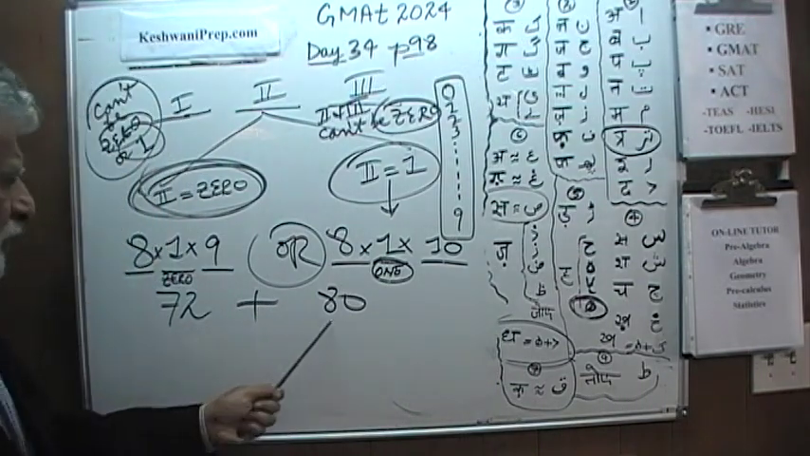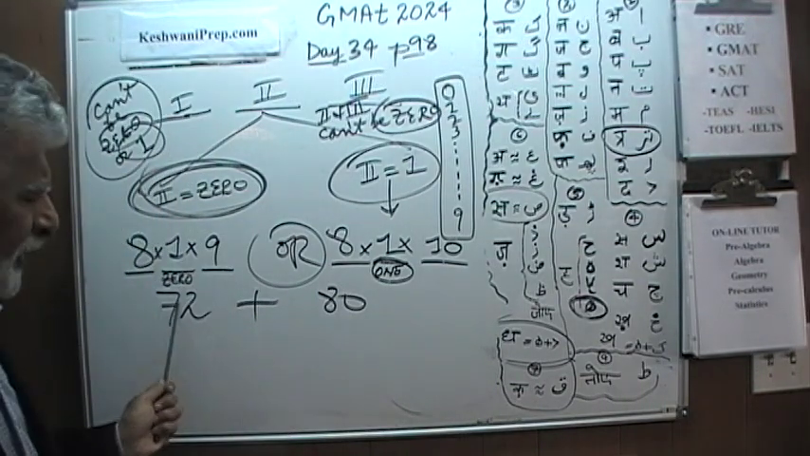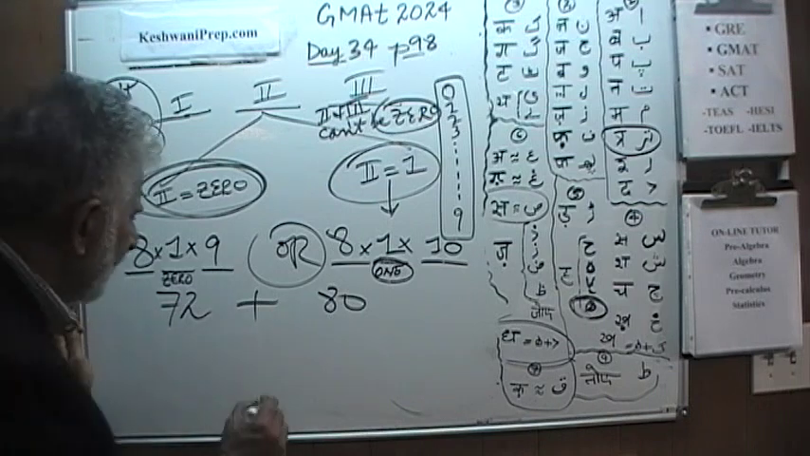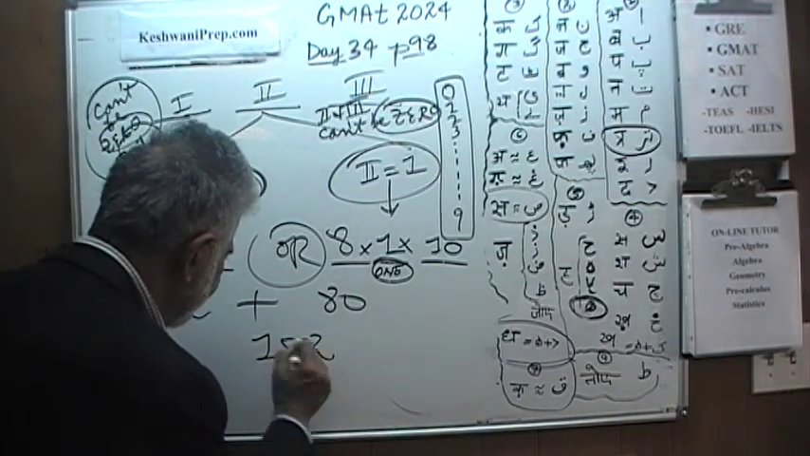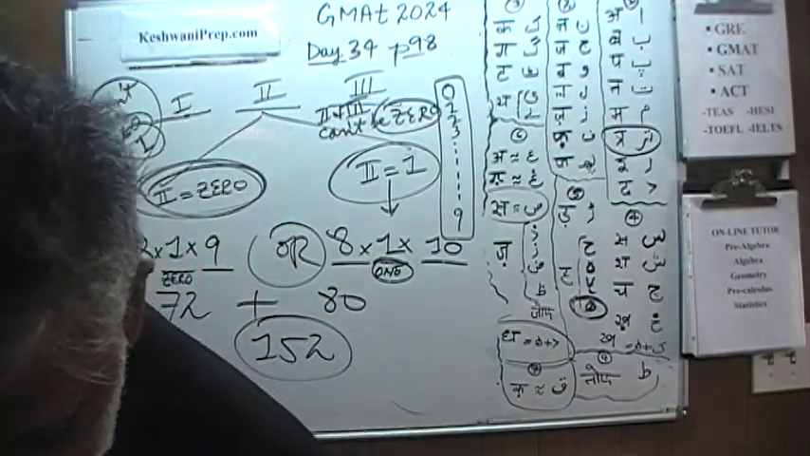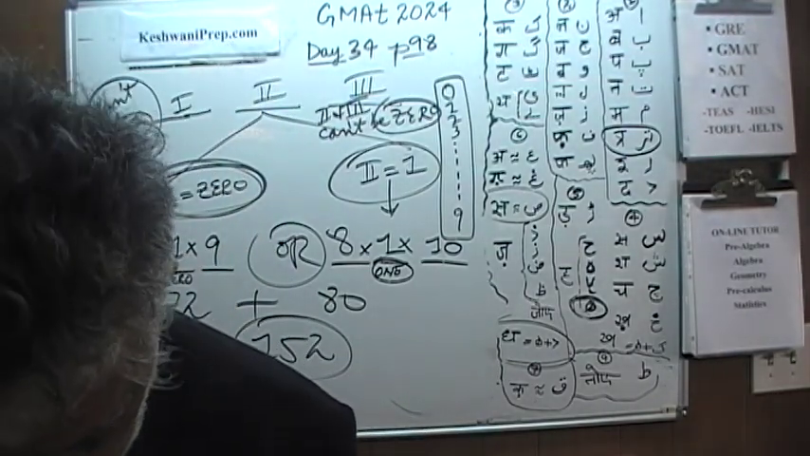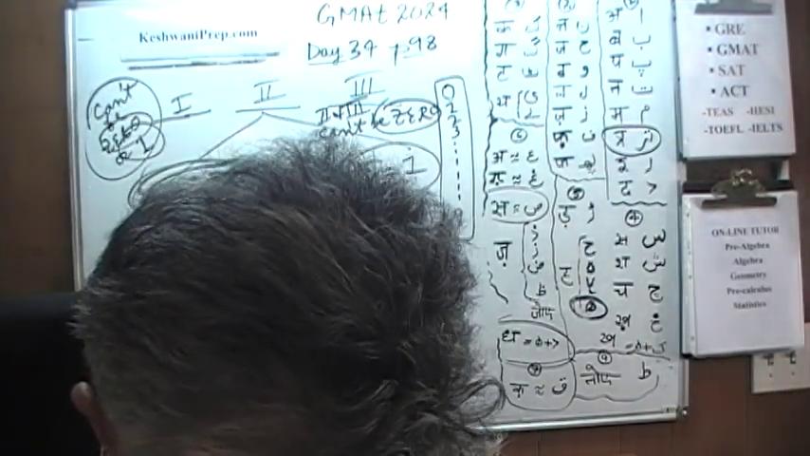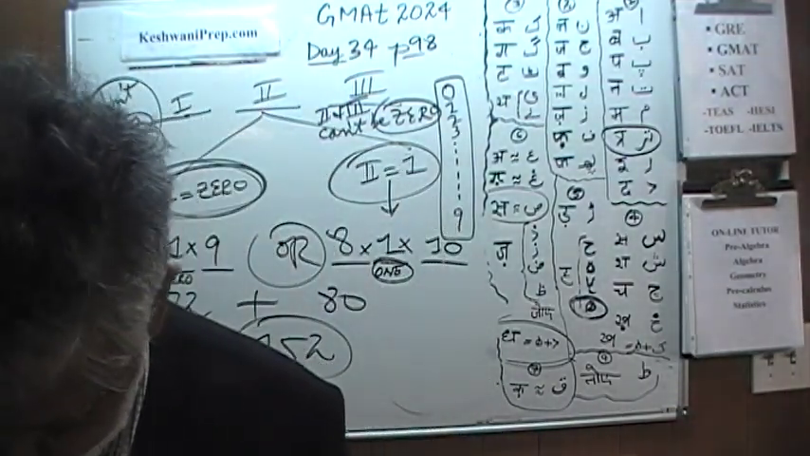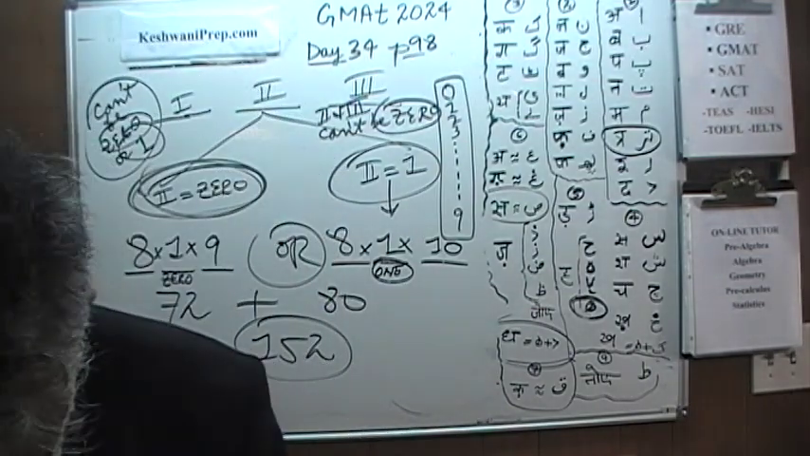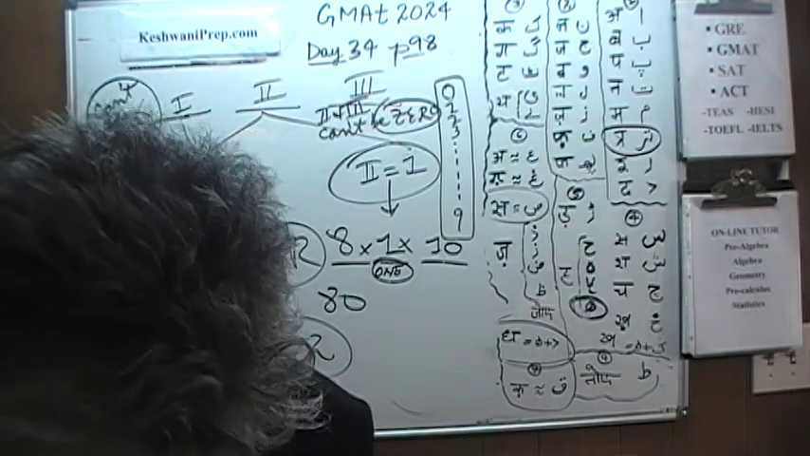The answer is 72 plus 80. 70 plus 80 would have been 150, so it's 152. There are 152 ways that we could have set up these codes. That was question number 153. Let's do 154.